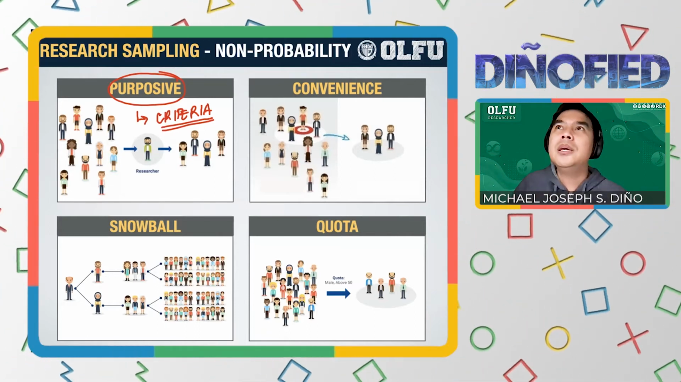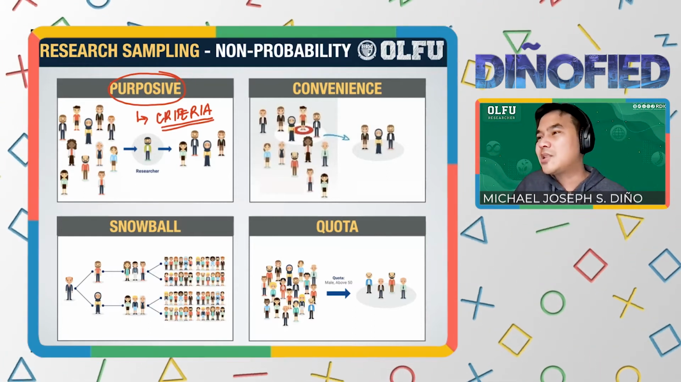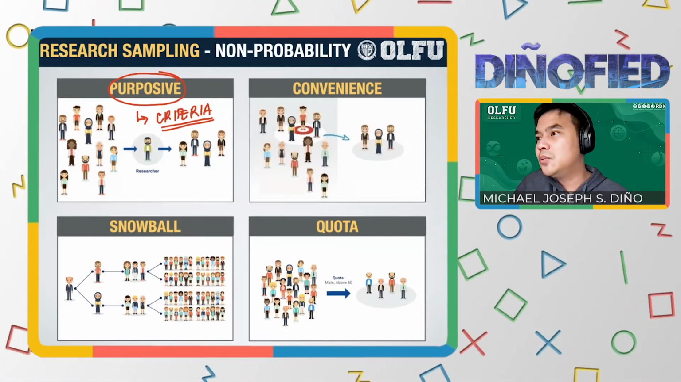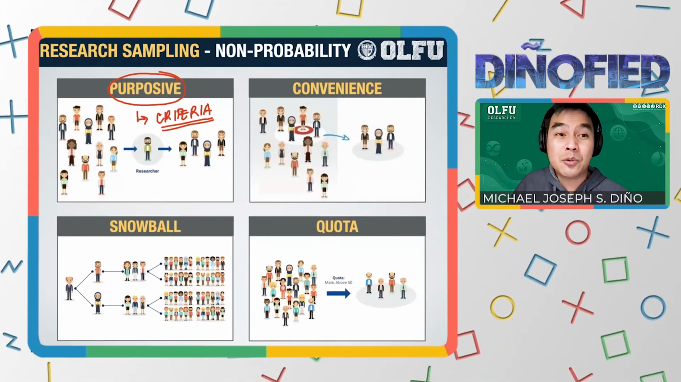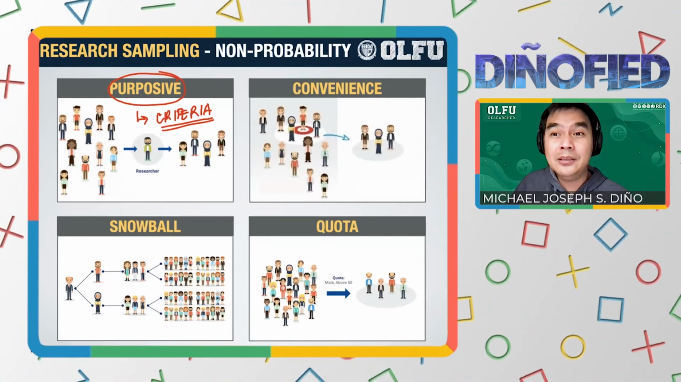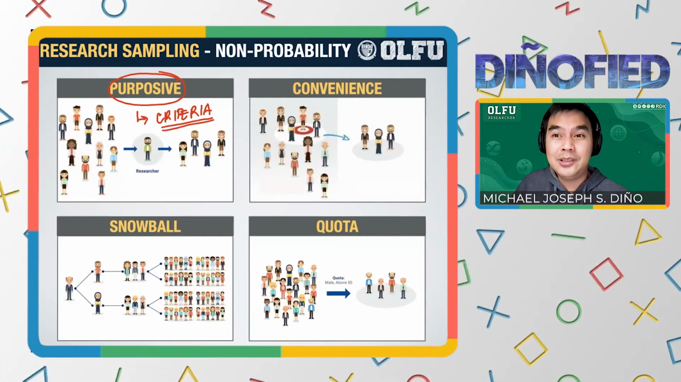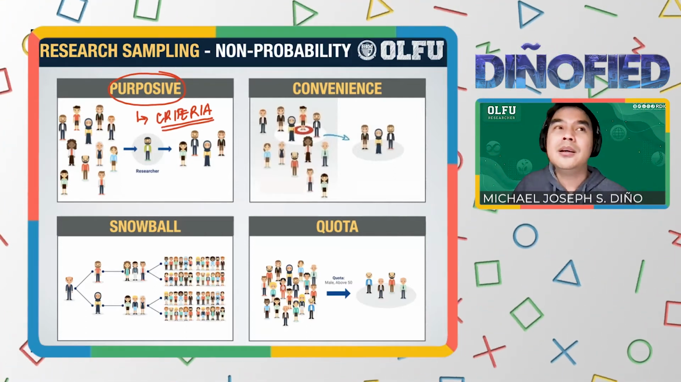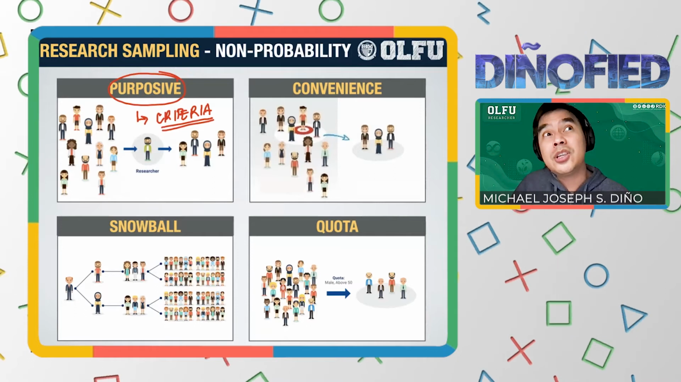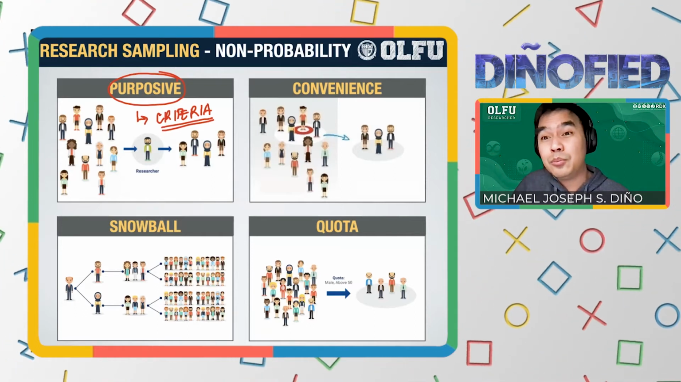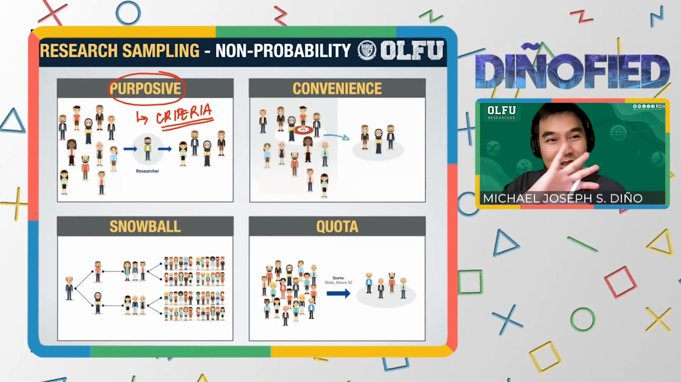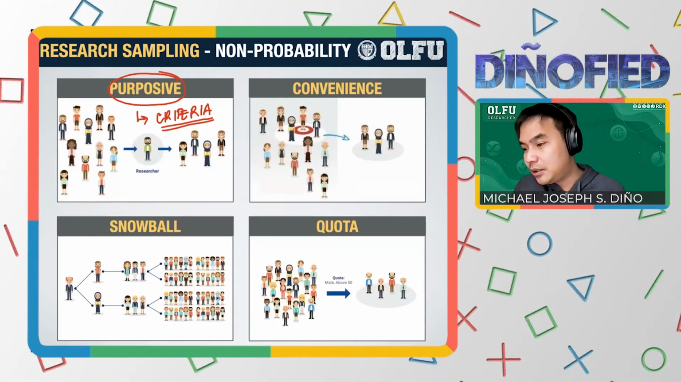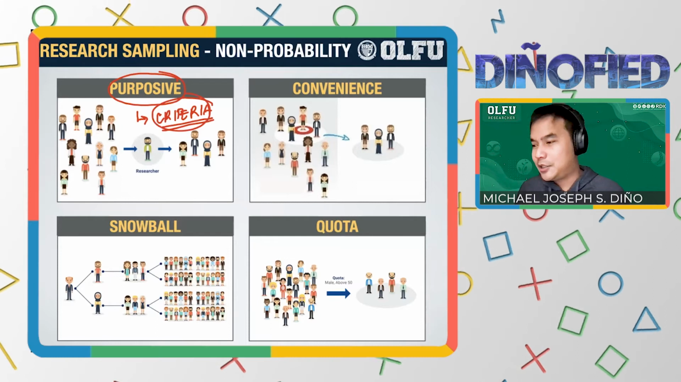Another would be if we're going to do a study with regards to nursing students who frequently drink coffee. So what would be your criteria? Number one, he or she should be enrolled in a bachelor's degree in nursing. Number two, he or she consumes two or more cups of coffee every day. So you set certain criteria. Pag nakita nyo agad yung criteria, purposive sampling siya.